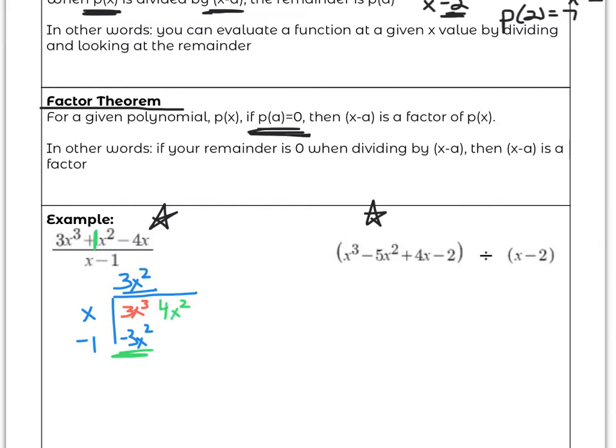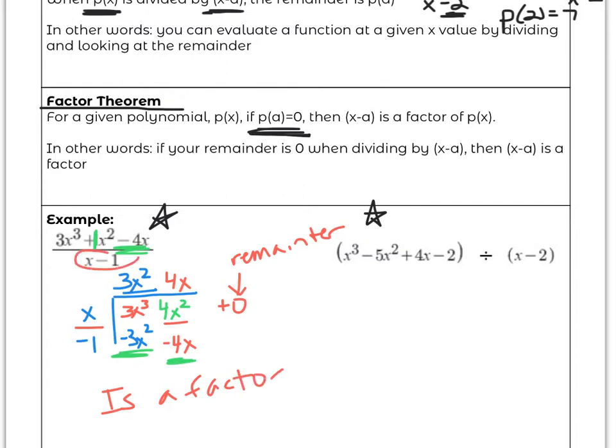And then I repeat the process. What times x is 4x squared? That would be 4x. Multiply, negative 4x. I have negative 4x. I want negative 4x, and there's nothing else in my problem, so I'm done. What does that mean my remainder is? My remainder is 0. If my remainder is 0, that means that this is a factor. x minus 1 is a factor.